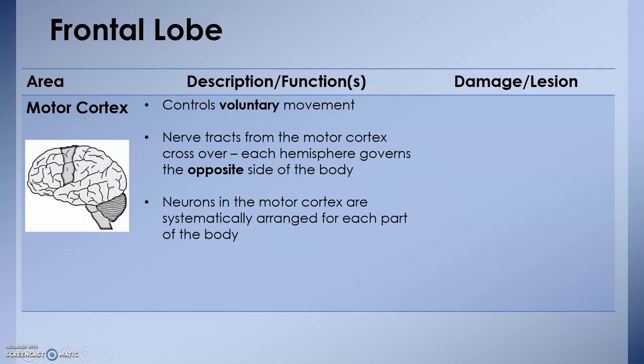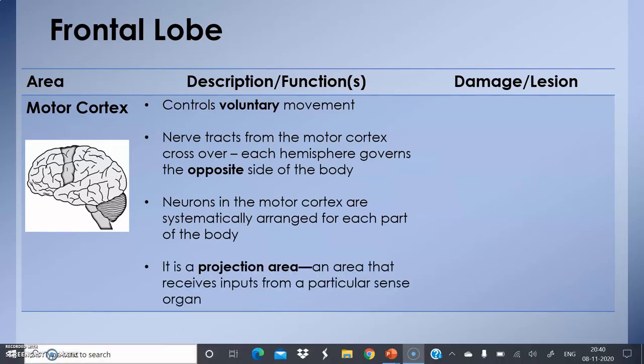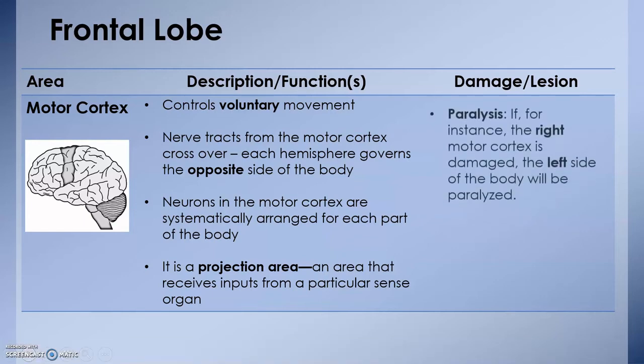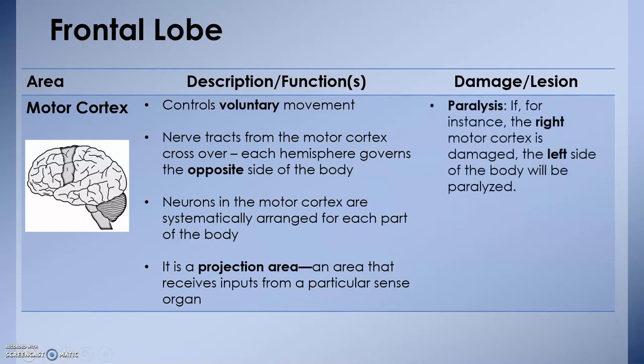Also, the neurons in the motor cortex are systematically arranged for each part of the body. That is to say, it has neurons that are connected to each part of the body. Another important point to note is that since it sends out motor impulse commands to the muscles associated with doing only one particular thing, it is called a projection area. What if your motor cortex gets damaged? One thing that I have already mentioned is paralysis. So, if the right motor cortex is damaged, the left side of the body will be paralyzed and vice versa.